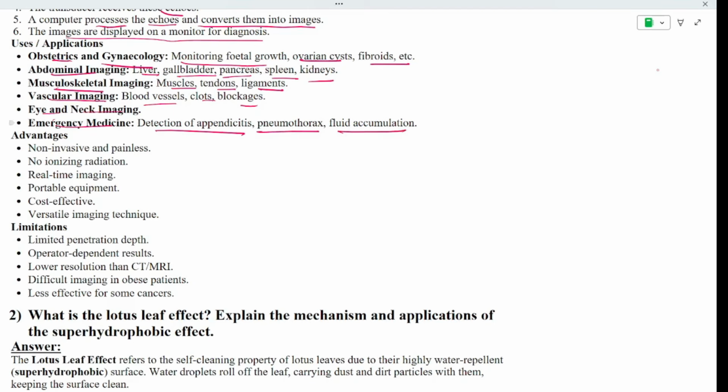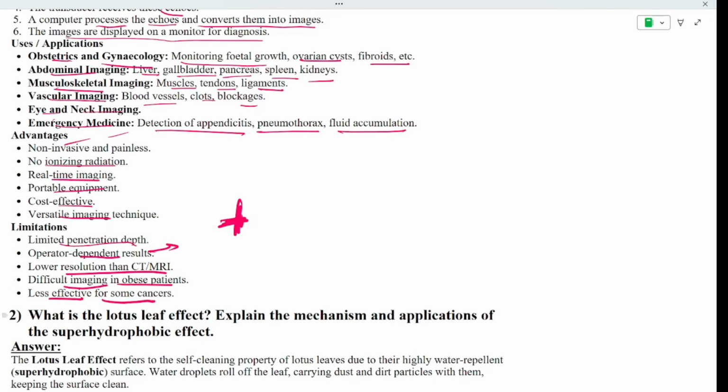Advantages: it is non-invasive and painless, no ionizing radiation, real-time imaging, portable equipment, cost-effective and versatile. If you see limitations: limited penetration depth, it will give images only to some depth. Next is operator dependent, someone should operate it. Next is lower resolution than CT or MRI scan. Next is difficult imaging in obese patients. Next is less effective for some cancers.